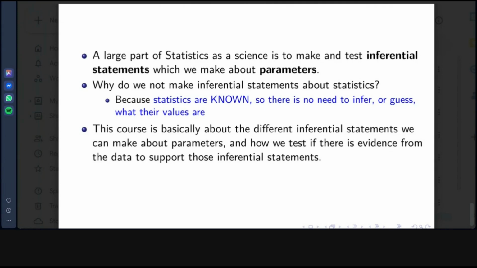And so this course, a statistics course, is basically about the kinds of statements you make about parameters, and then how do we test from the data that we have whether there's any evidence to support these statements. So at this point, you should try group work 1. It's 5 minutes long. I don't think you'll need all the 5 minutes, but you should pause the video and try group work 1 and then come back for the rest of the video.